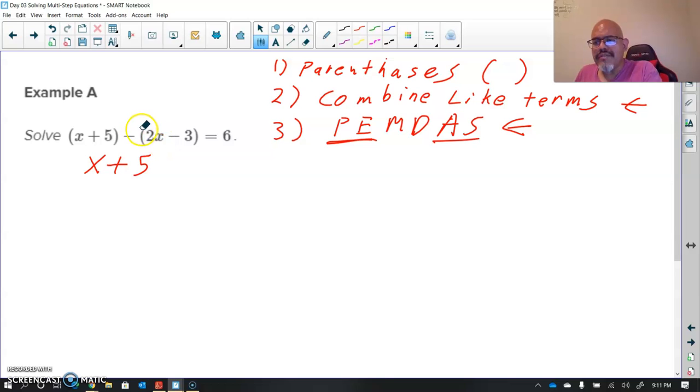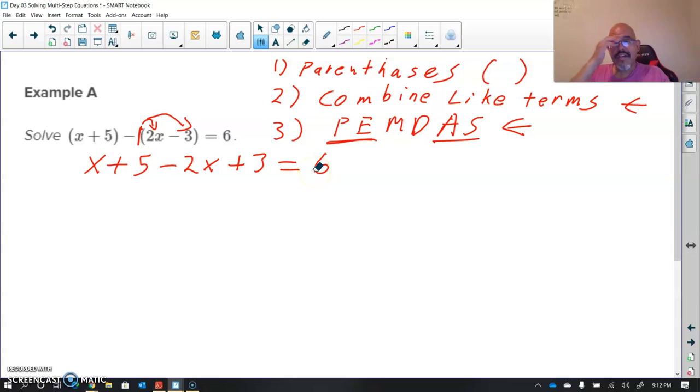Now, we have an invisible 1 right here, and we're going to distribute that into this parentheses. So we're going to multiply 2x times negative 1 and also negative 3 times negative 1. Biggest mistake that students usually do is they only distribute the negative 1 to the 2x, and then they forget about the negative 3. So that becomes minus 2x plus 3 equal to 6.